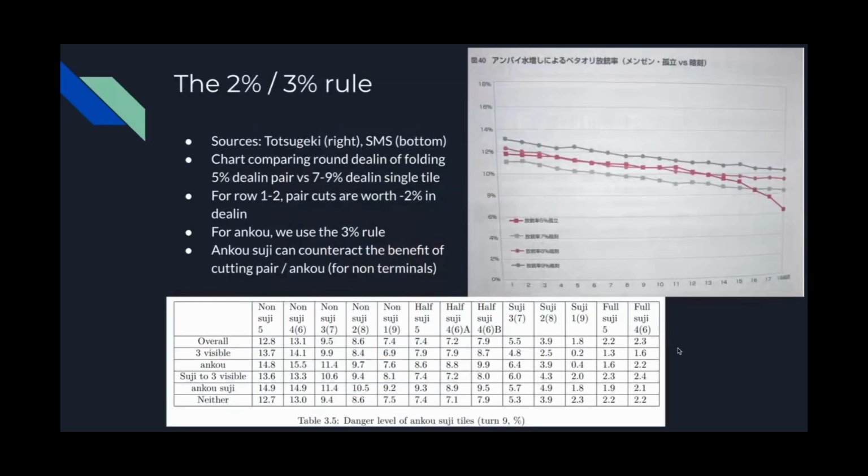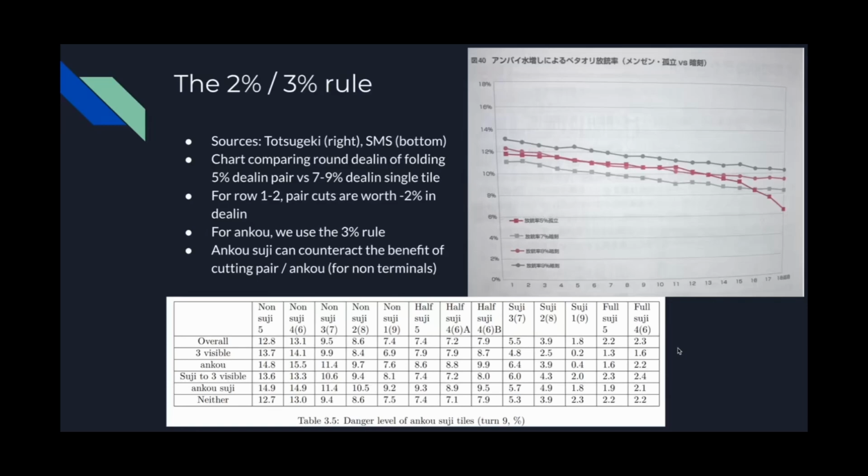So what I said about the pairs and onkos being a consideration for folding, this is captured in a series of charts from Totsugeki. And I like to think about this as the 2%/3% rule. In the chart you see on the right, it compares the round deal-in rate of cutting a single 7 through 9% tile, and the 5% is the pair deal-in rate. So the 5% line is in red.